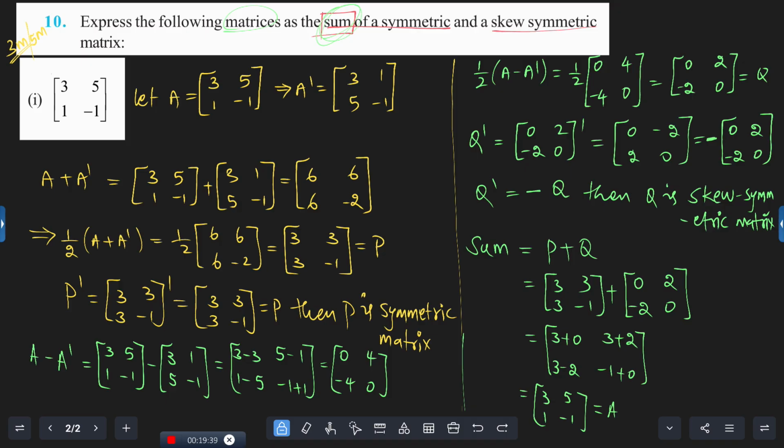They asked for the sum of a symmetric and a skew symmetric matrix, so the sum of those we got the question. Hence verified. I'll just write hence proved.